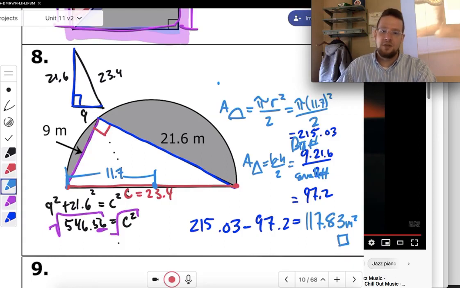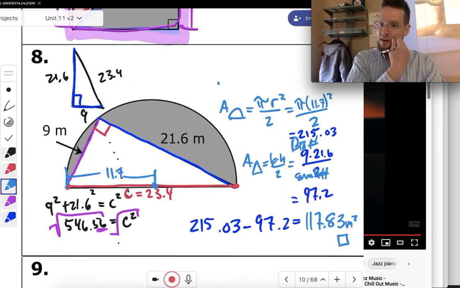All right, guys, this is how we do it. The idea here is we're looking for the shaded regions. We want to take the small shaded from the big shaded. It's like composite figures, except at the end, instead of adding them together, you just subtract the small one from the big one, and you get your answer.